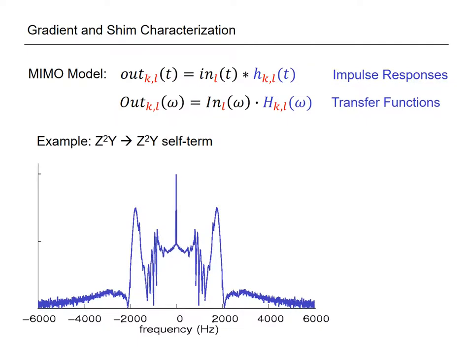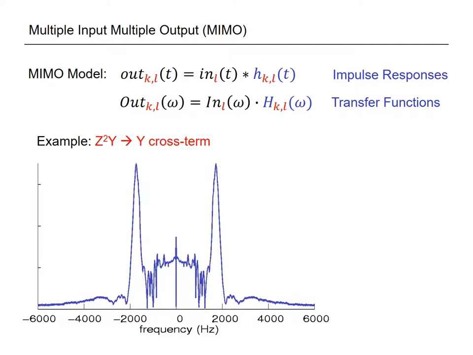But that is not the whole story. When we play out a pulse on the system, we do not only get a response in the desired field term, but we also get responses of undesired spatial field distribution, that is, cross-term responses. Here we are showing the self-term response of a third-order shim channel. And here is the response in the Y field term, the linear field term, to playing out a pulse in the same third-order shim channel.